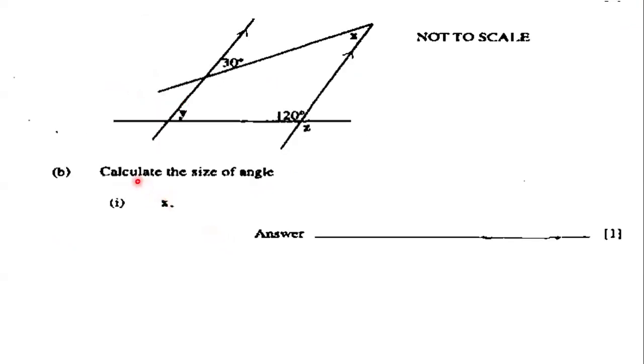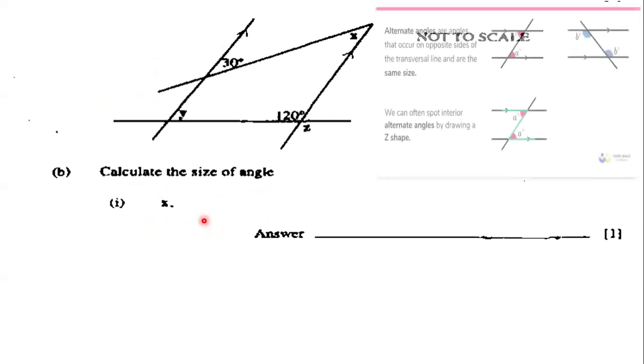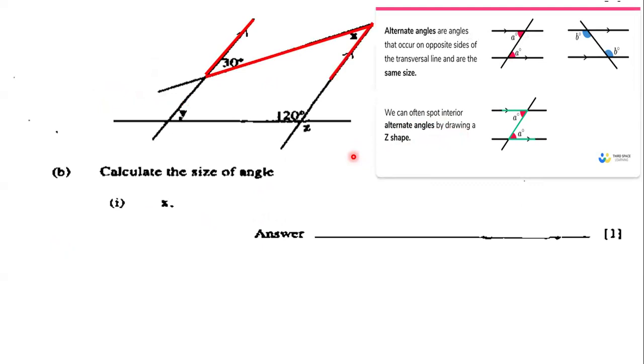Next, the question states, calculate the size of angle X. And so our goal here is to determine the size of angle X. Notice that we can often spot interior alternate angles by drawing a Z shape. So let's draw a Z shape. So here we have a Z shape that is drawn. Indeed, if we look here at 30 degrees, and at angle X, they are alternate angles. Notice that we have the Z shape, and X and 30 degrees are alternate angles.